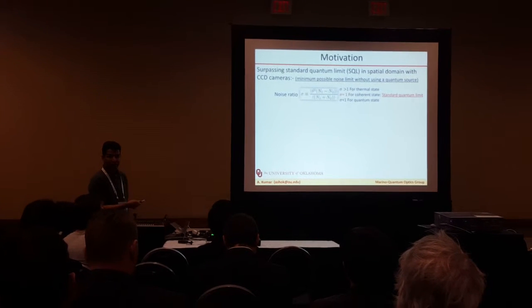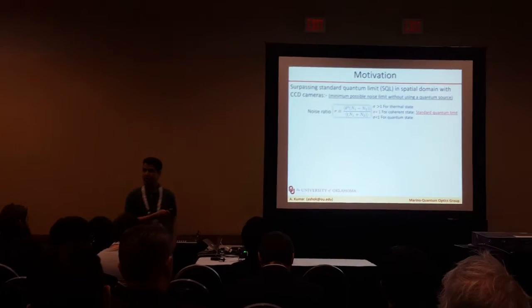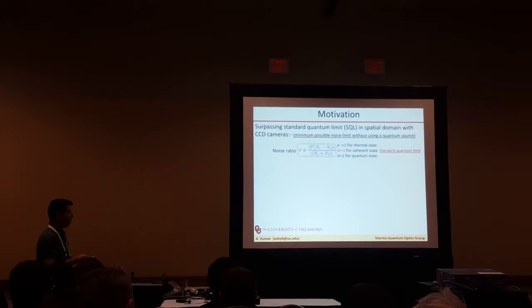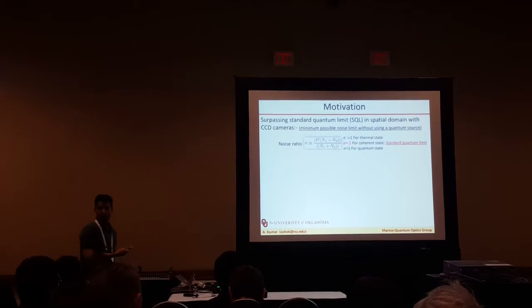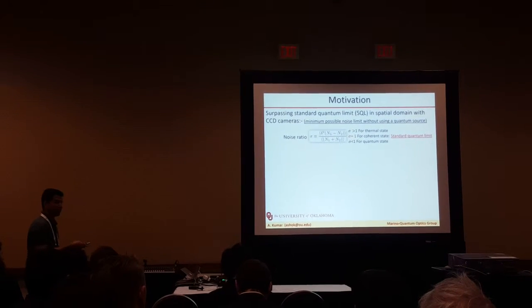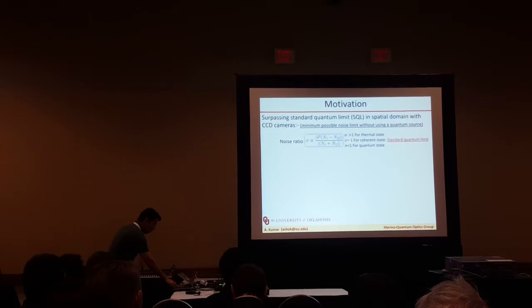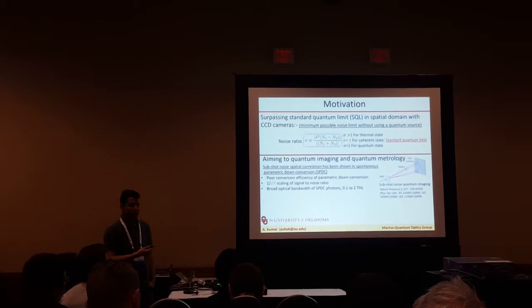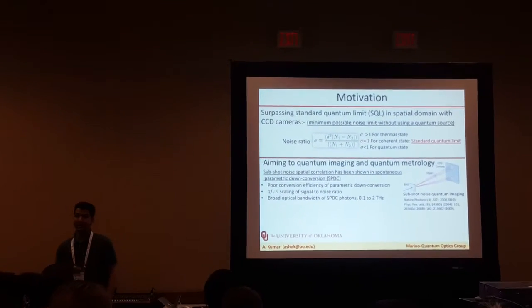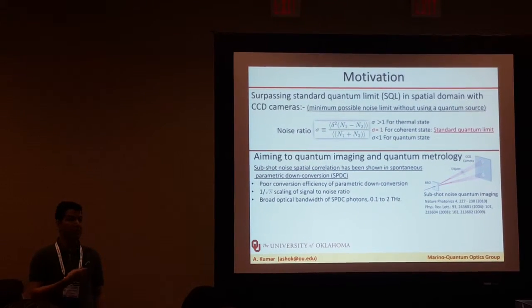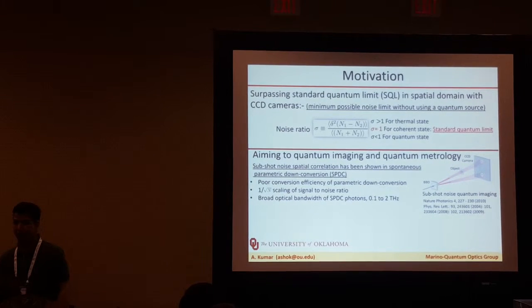For all classical or thermal light, it is always greater than 1. For coherent states, or a usual laser pulse, it equals 1, and that sets the standard quantum limit. For quantum states, it goes below 1. So, aiming at quantum imaging and quantum metrology applications, some work has been done on spatial quantum noise reduction in parametric down conversion experiments.